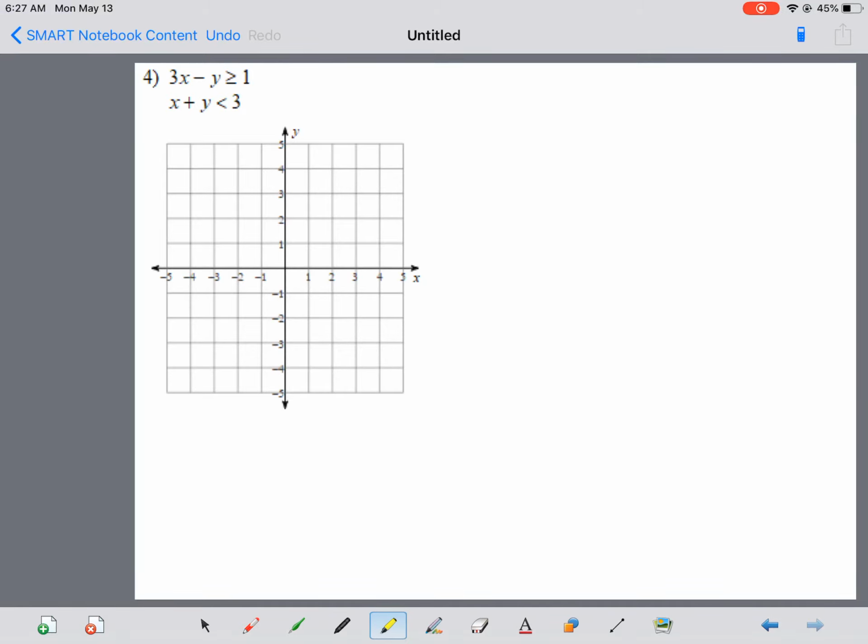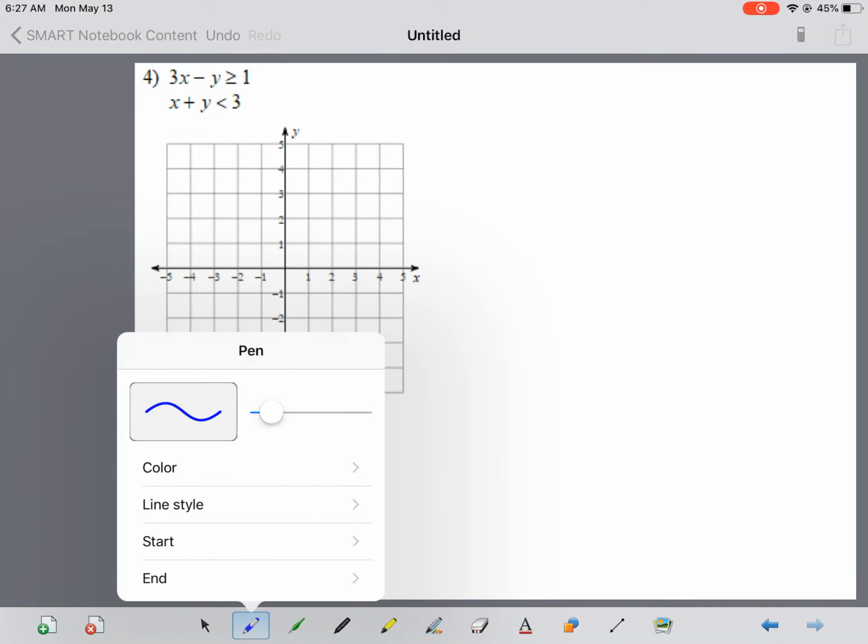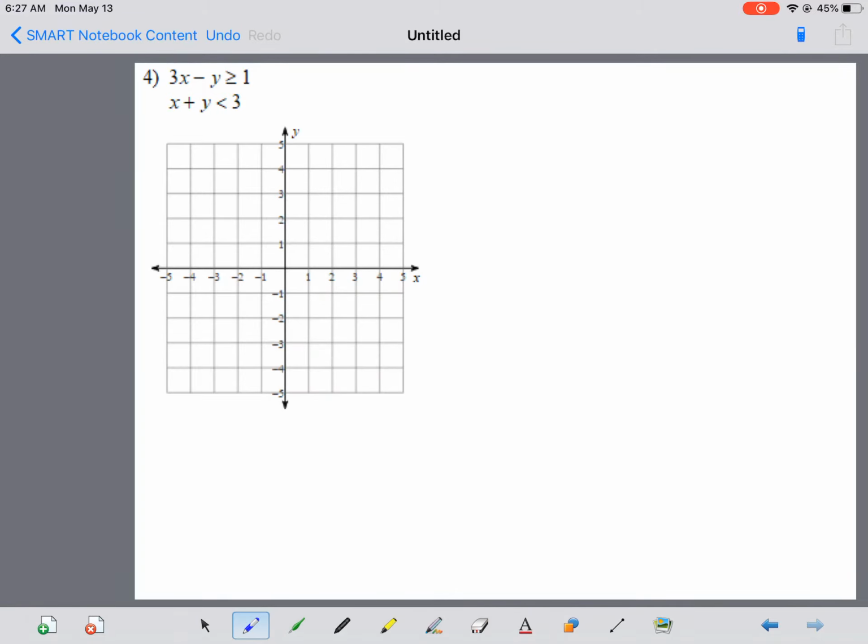Okay, now let's look at our next system. This problem is going to be very similar. The only difference is that our initial inequality statements are not written so that y is isolated. So we're going to have to do one extra step and get y by itself to help us with the graphing. We have 3x minus y is greater than or equal to 1. What we're going to want to do is subtract 3x from each side.